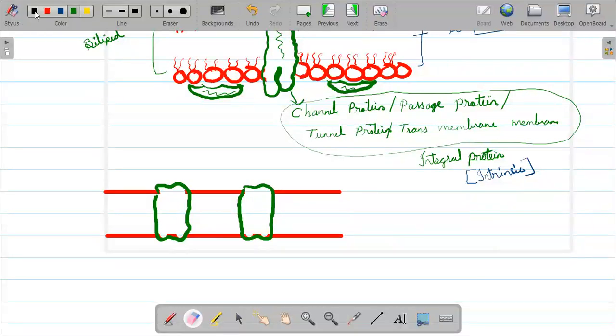Now, there are some ions. Say, for example, Na plus. Now, I have an ion which is Na plus. I'll copy it down so that I'll have a lot of repetition on the same diagram.